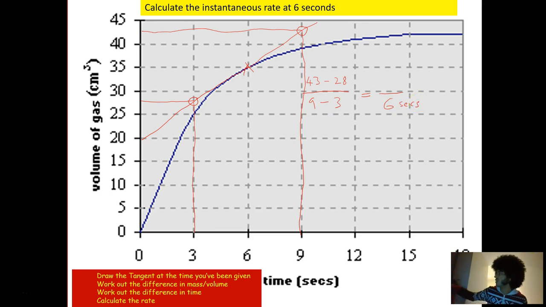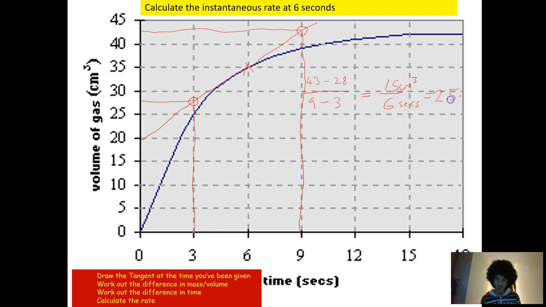The other one, which is 43 take away 28, equals 15. So the calculation I've got is 15 divided by 6, which in this case equals, oh, that's not right, 15 divided by 6, oh, 2.5.